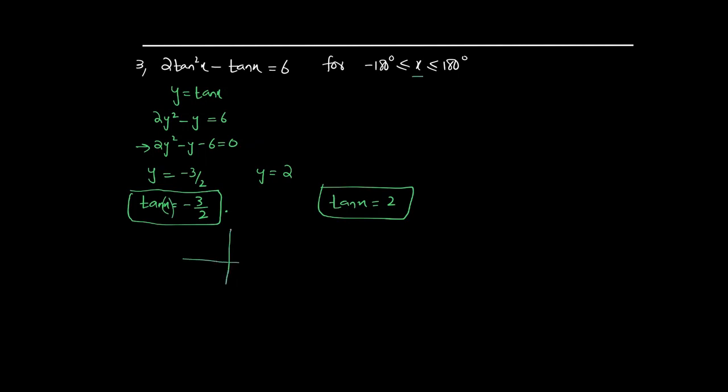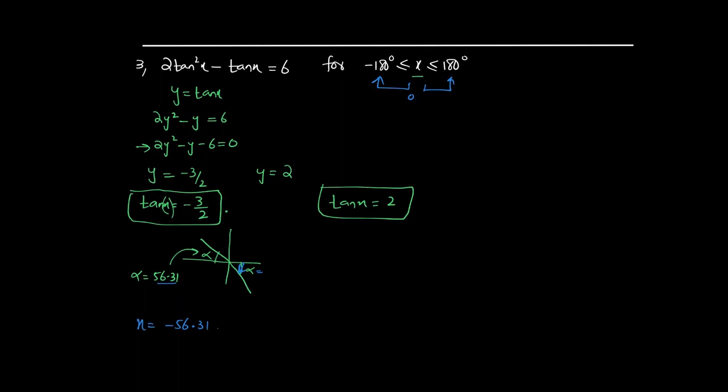We know that tan theta is negative in the second and the fourth quadrant. So let's find the basic angle. The basic angle would be tan inverse of positive 3 over 2, which is 56.31. Since the range also includes negative angles, first of all, let's find angles from 0 to minus 180. For negative angles, you need to move clockwise. The first negative angle of x is minus 56.31.